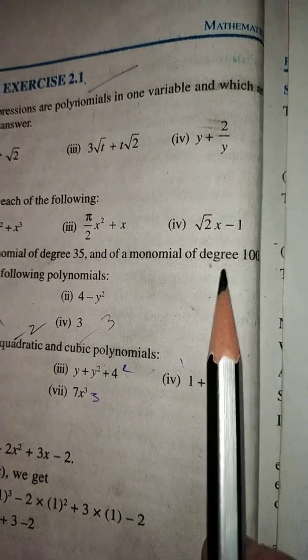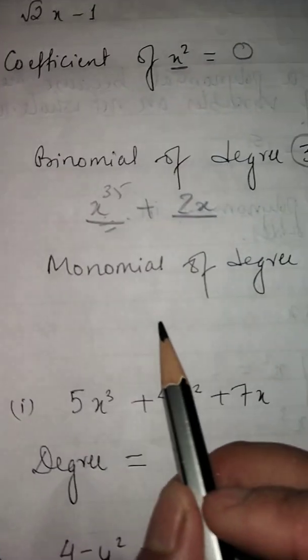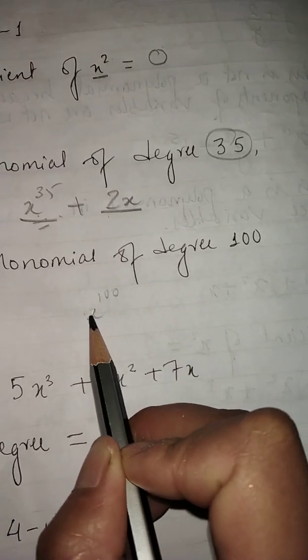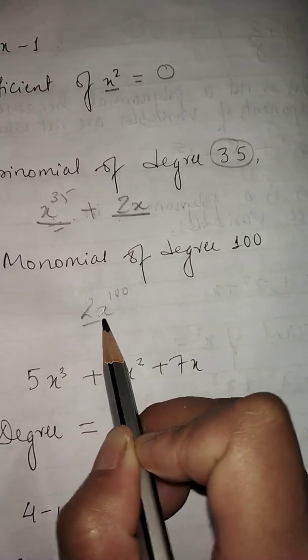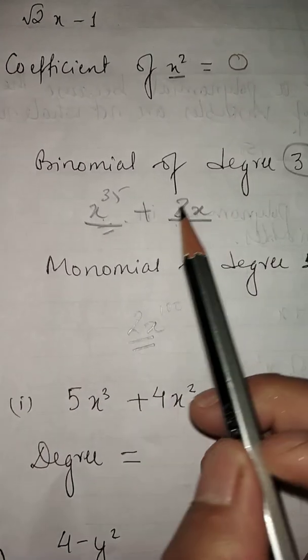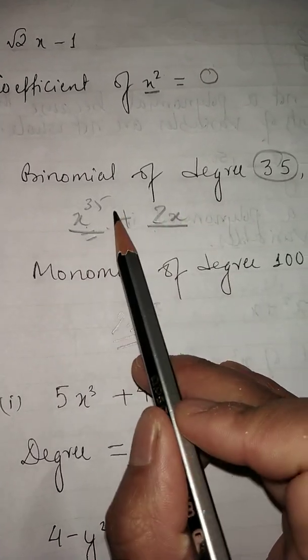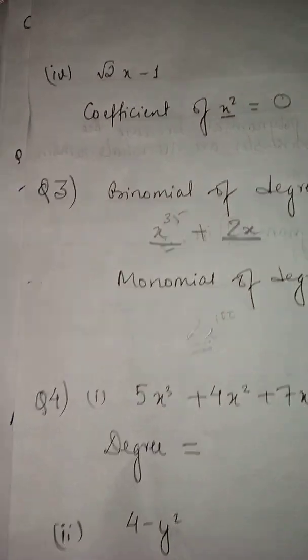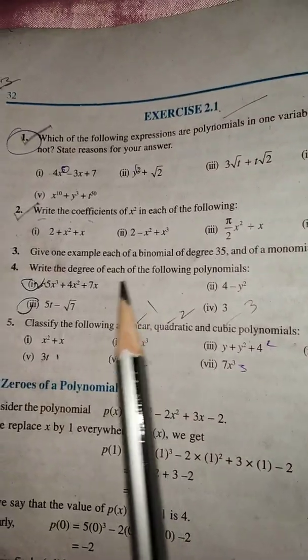Now, and of a monomial of degree 100. We need to write an example of a monomial of degree 100. So this will be x to the power 100. Before x you can write any number. So this is a monomial of degree 100 and this is a binomial of degree 35. You can replace this with any number. Is it clear?